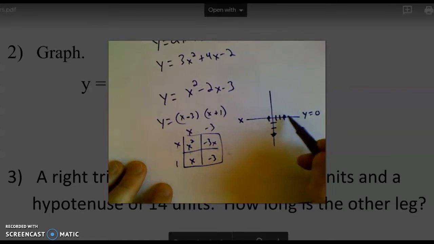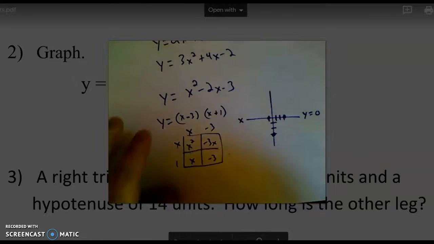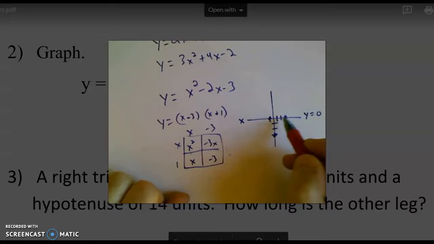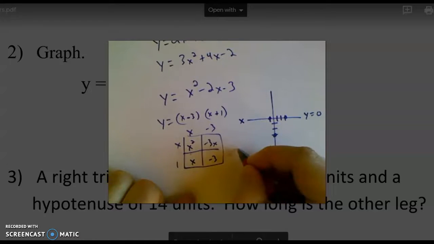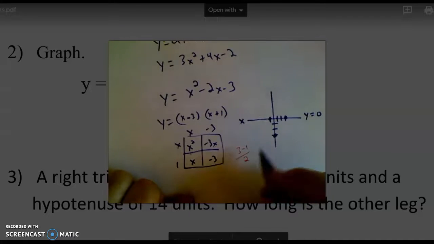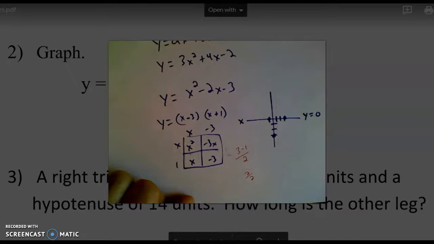So right now I have the x-intercepts, I have the y-intercept, and after that I typically find my line of symmetry, which is halfway between my x-intercepts. It's the mean of them. So the mean of 3 and negative 1 is going to look like this. That's going to equal 2 divided by 2, so positive 1, which you could have just done in your head, is the line of symmetry.